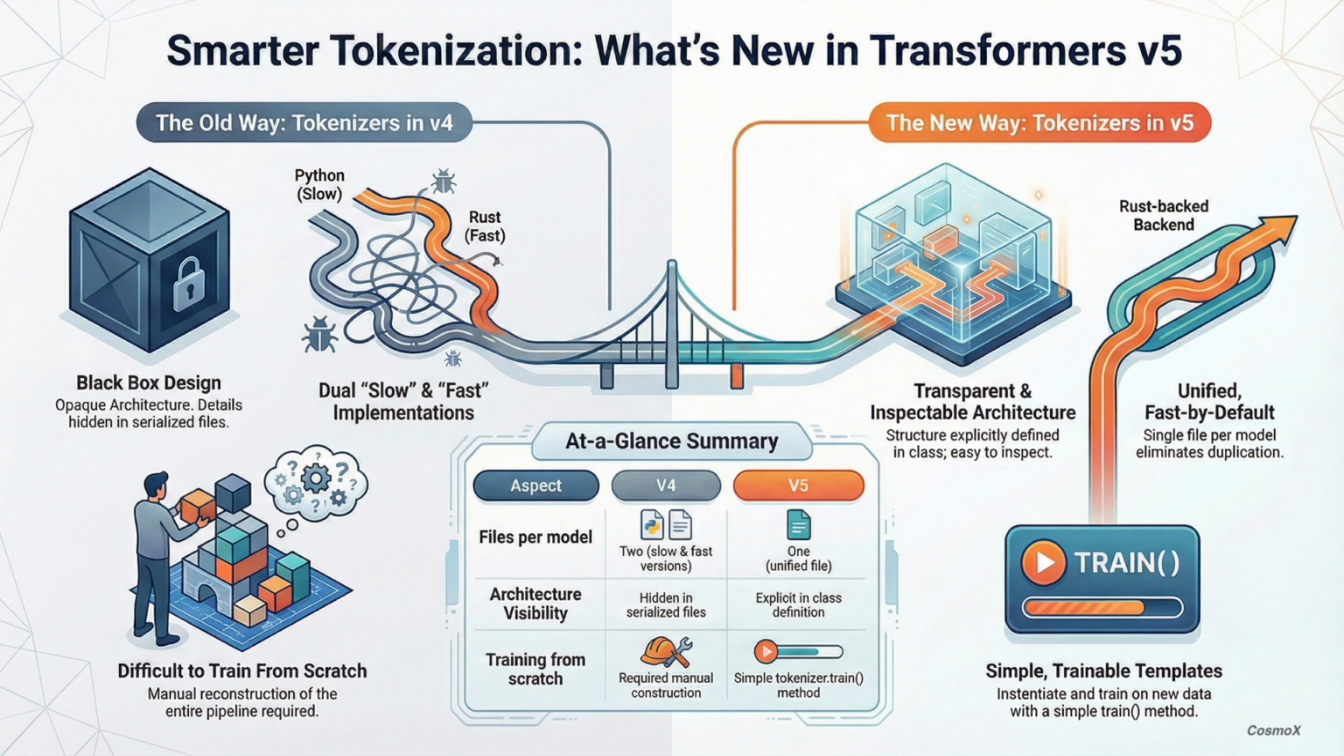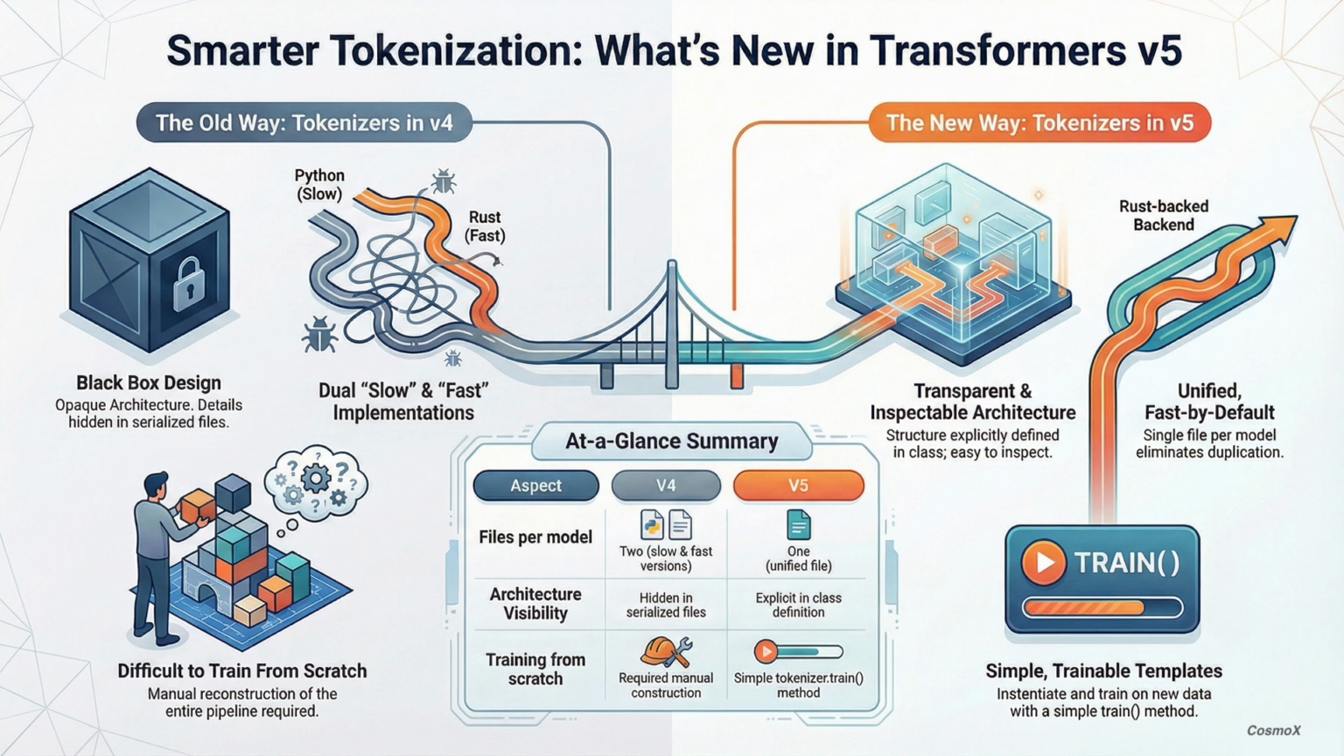Which brings us to the big philosophical shift in V5, and this is the part I really love. They separated the concerns. Tokenizers now work a lot like a PyTorch NN module. You have the architecture, the rules, and the pipeline. And then you have the trained vocabulary, which is like the learned weights. And that separation gives you immediate wins. First one is transparency. A V5 tokenizer, like Gemma Tokenizer, now just explicitly declares its structure right there in the class. You can instantly see it uses BPE, you see its normalization rules, everything. The black box is gone.